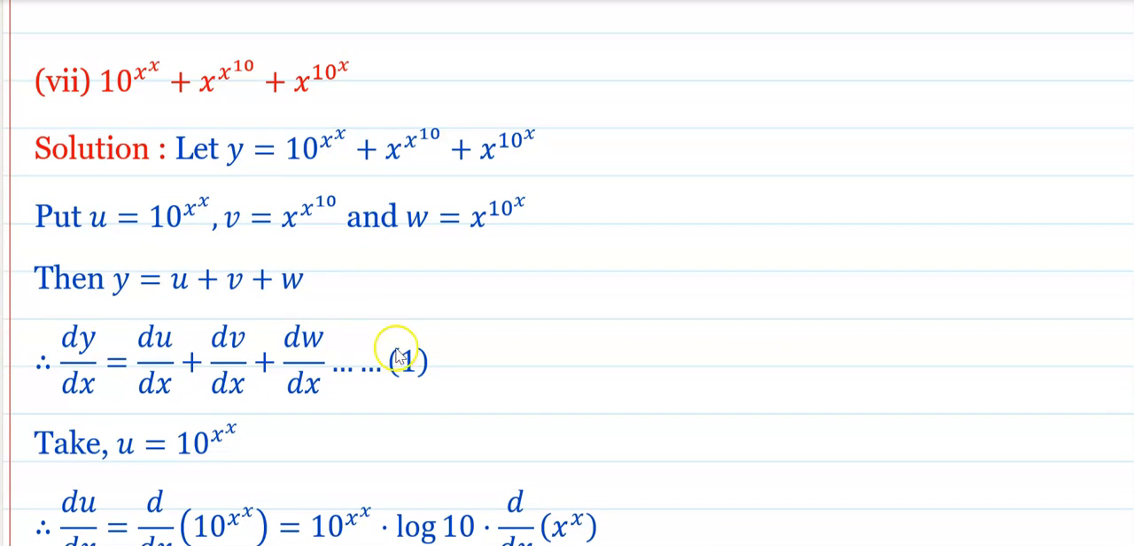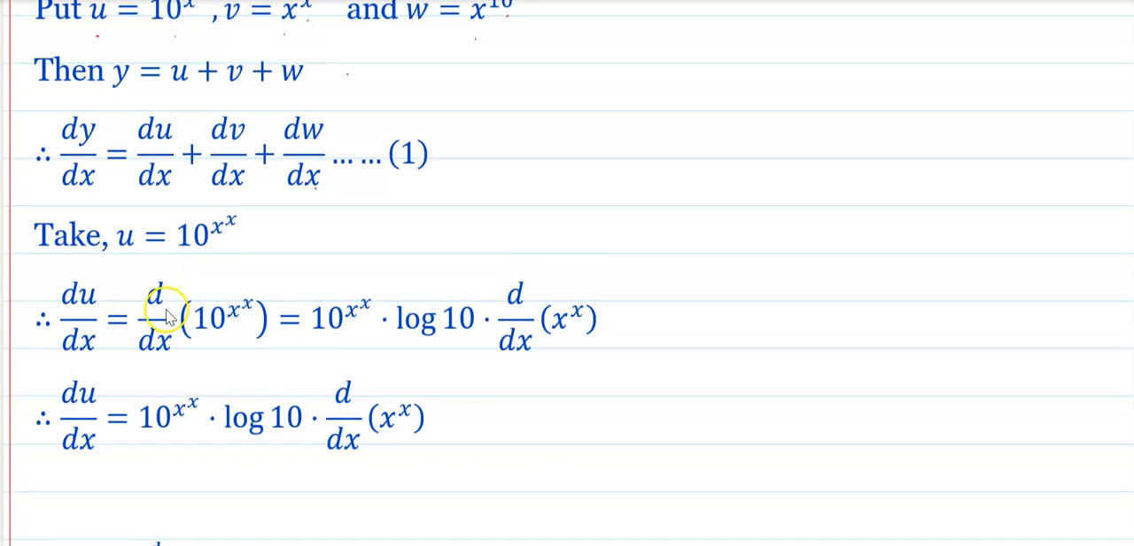Okay, now the next problem. 10 raised to x plus x raised to 10 plus x raised to 10 raised to x. Let y is equals to 10 raised to x plus x raised to 10 plus x raised to 10 raised to x. Now here u is equals to 10 raised to x and v is equals to x raised to 10. W is equals to x raised to 10 raised to x. That is y is equals to u plus v plus w. Therefore dy by dx is equals to du by dx plus dv by dx plus dw by dx. आता एक एक डेरिव्हेटिव्ह फाइंड आउट करणार.